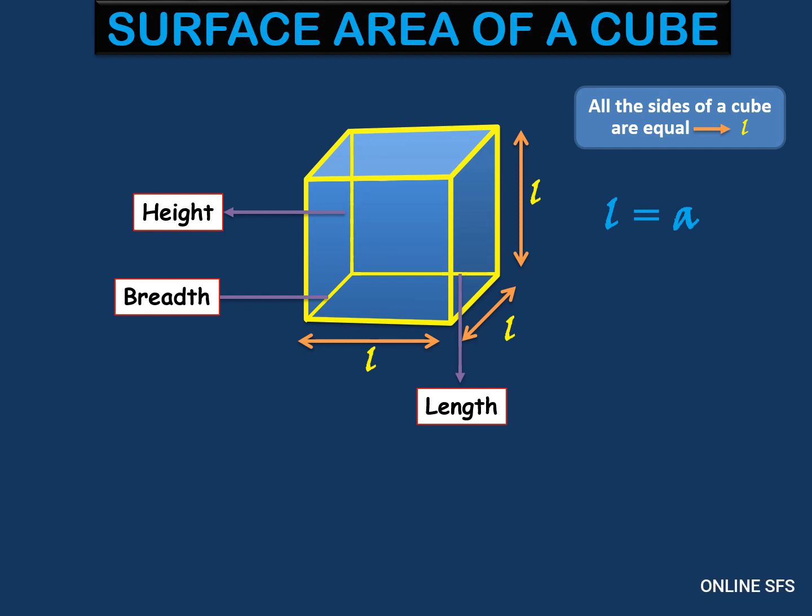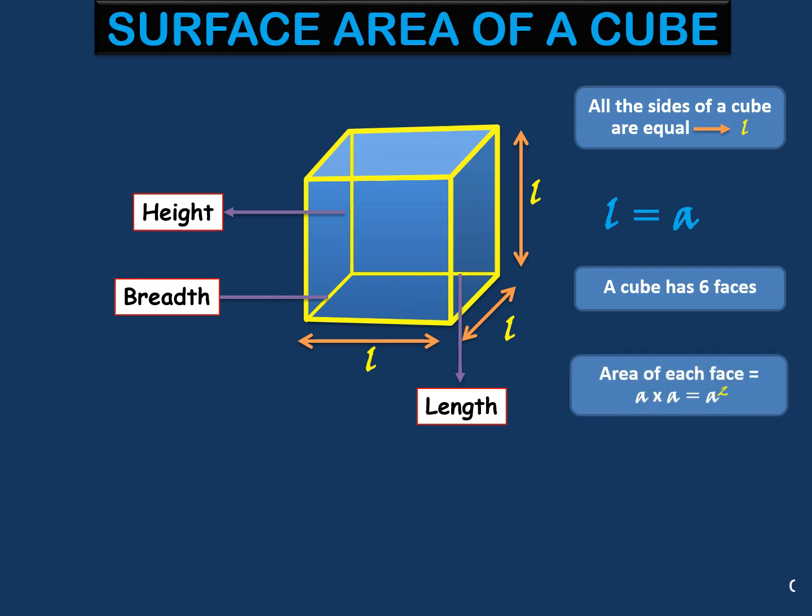Now, before calculating the surface area, which we said is the area of all the faces of a shape, over here we have a cube and we know that a cube has 6 faces. So the area of each face will be A multiplied by A, that is A square. This is the area of one face of a cube. We will add up this area 6 times to get the surface area of the whole cube.